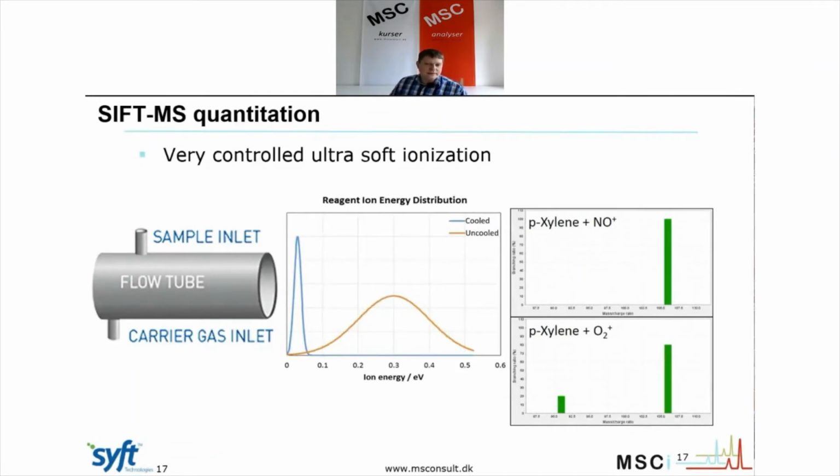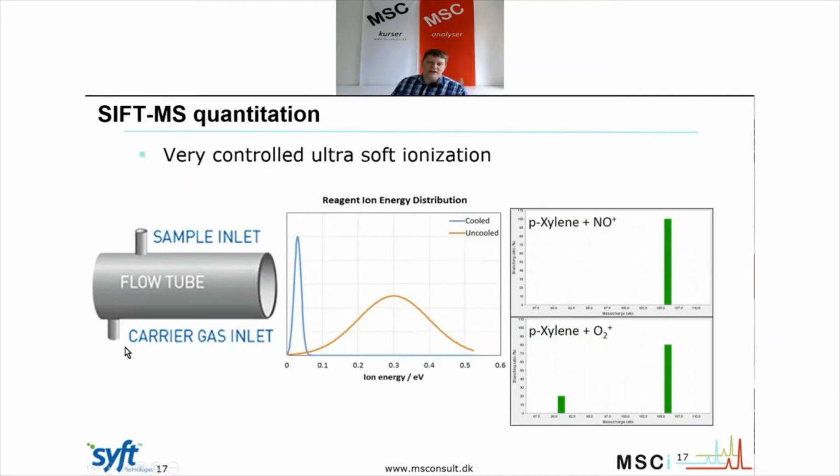As you can see in the middle diagram, this is the energy distribution of the ionization ions. If we don't cool it, we have a large spread, which means there is a bigger chance of some of the ions fragmenting than others. But if we cool it, then we have a very narrow spread and it's much more controlled. It's ultra soft because, as I mentioned, electron ionization has 70 electron volts and this is less than 0.11 electron volt. And then how do we cool it?